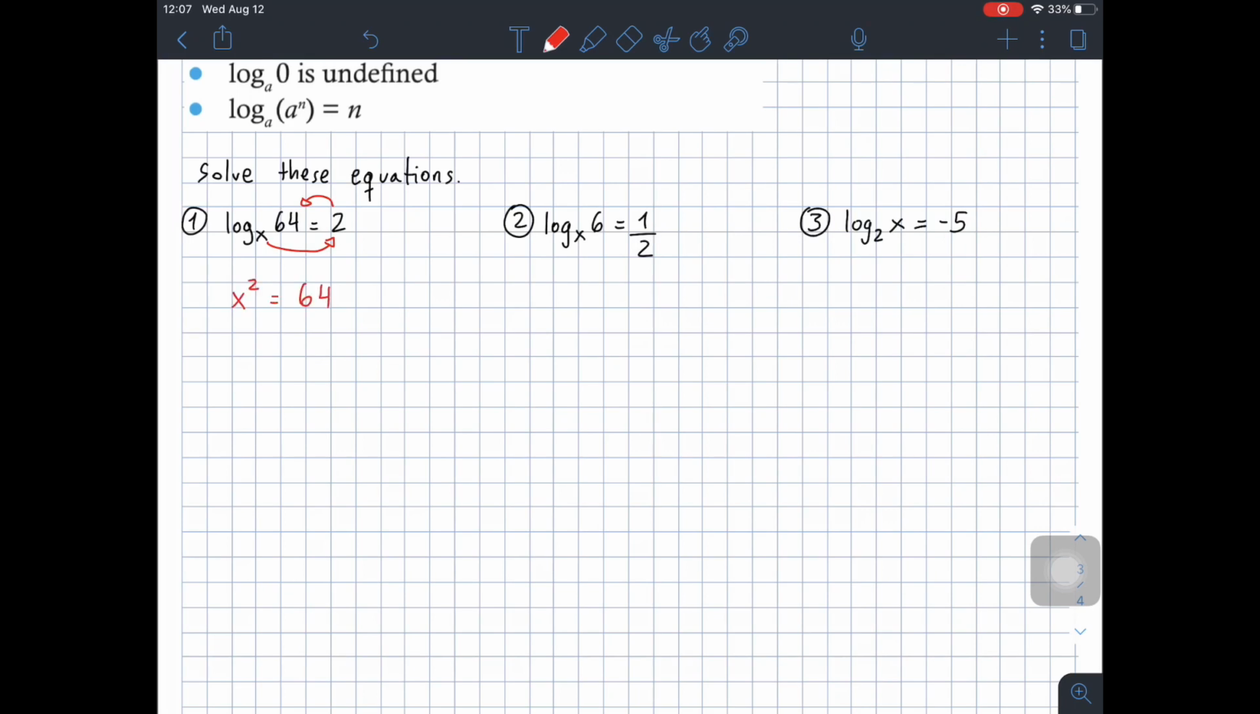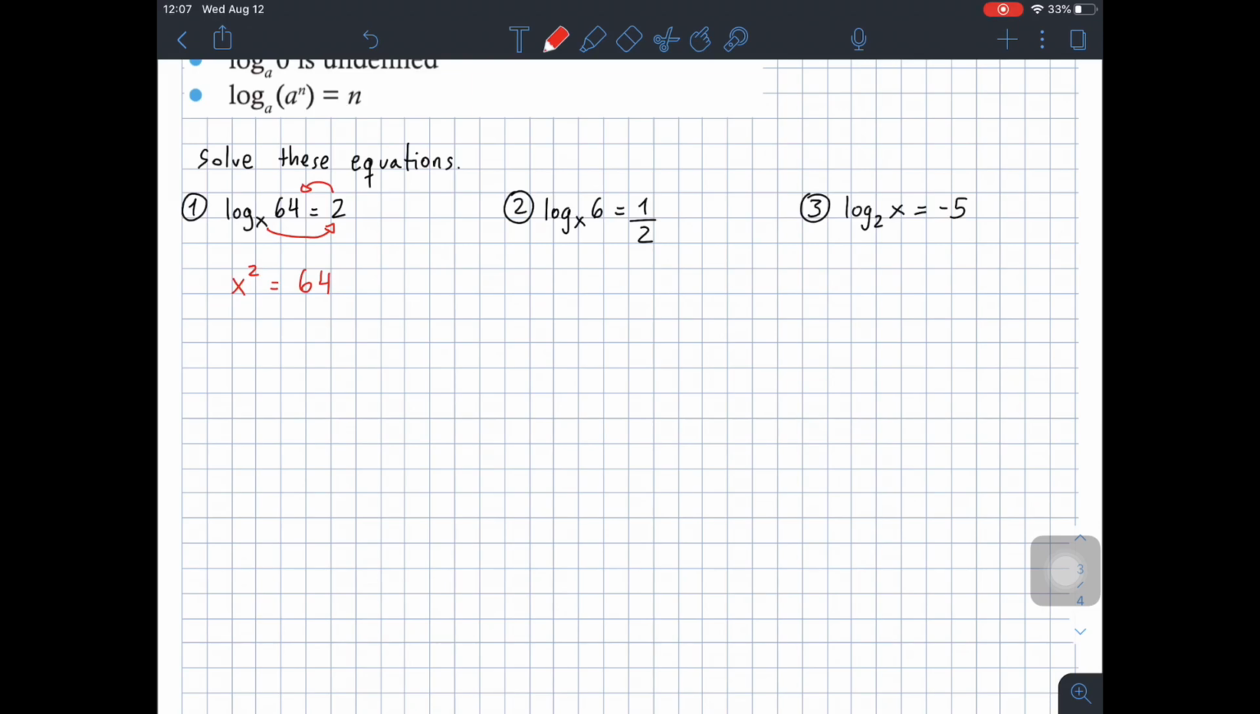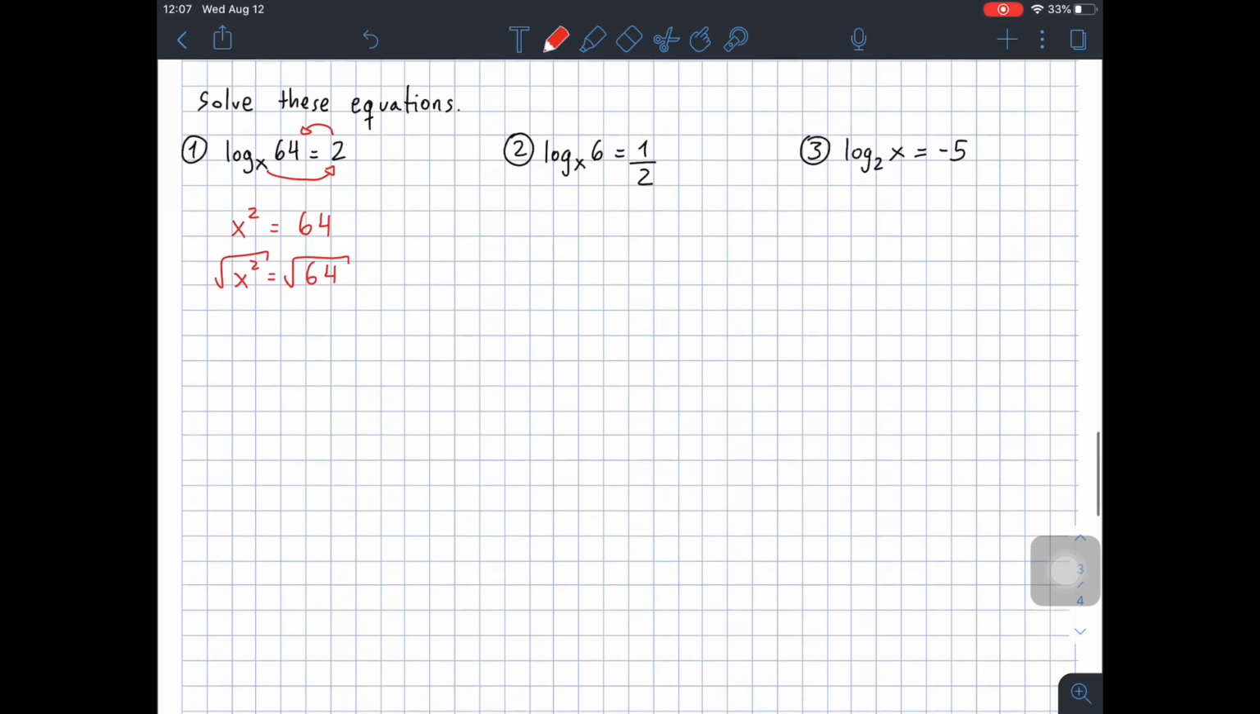And then I just solve this. How do I solve this? In this case, I need to apply square root. So the square root of x squared equals the square root of 64. And the square root of 64 is, remember, whenever we do square root, it's plus or minus 8. Okay? So those are the two possible values of x.